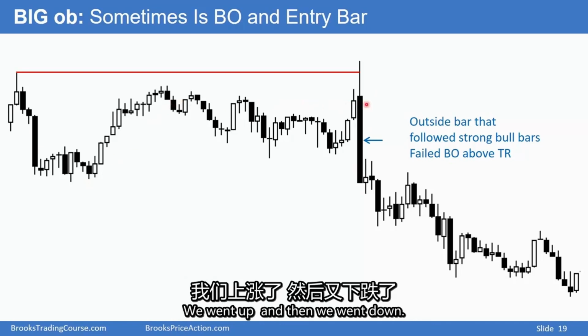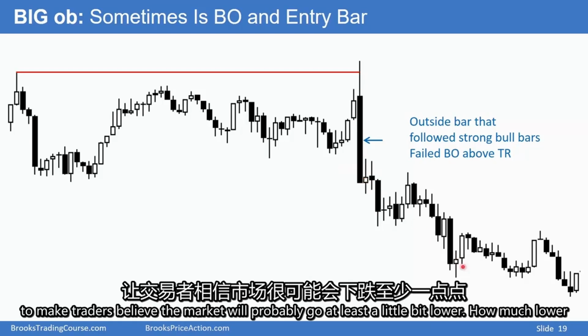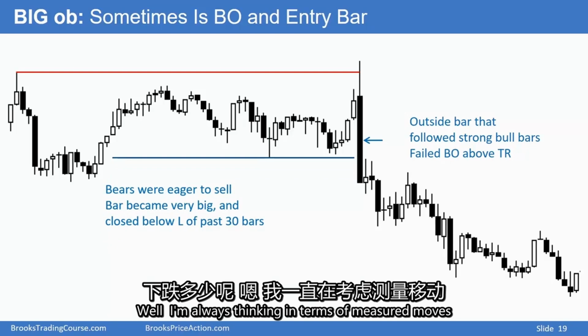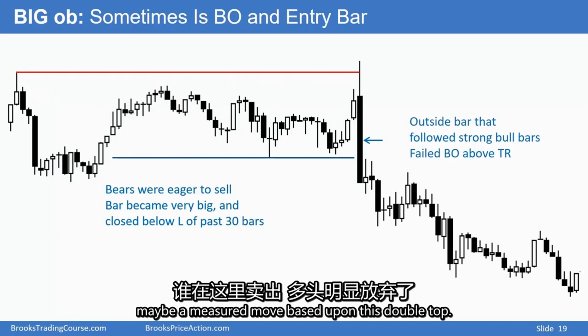We went up, and then we went down. So this is a large reversal, and this one bar is enough to make traders believe the market will probably go at least a little bit lower. How much lower? Well, I'm always thinking in terms of measured moves. Maybe a measured move based upon the height of the trading range, maybe a measured move based upon this double top.